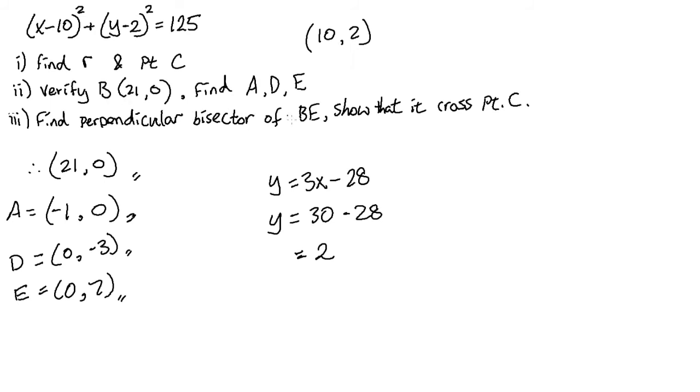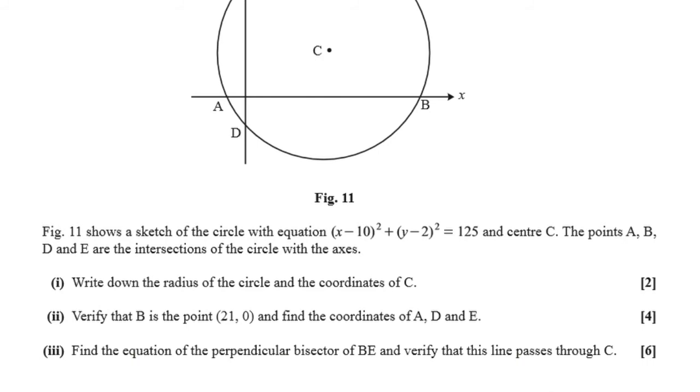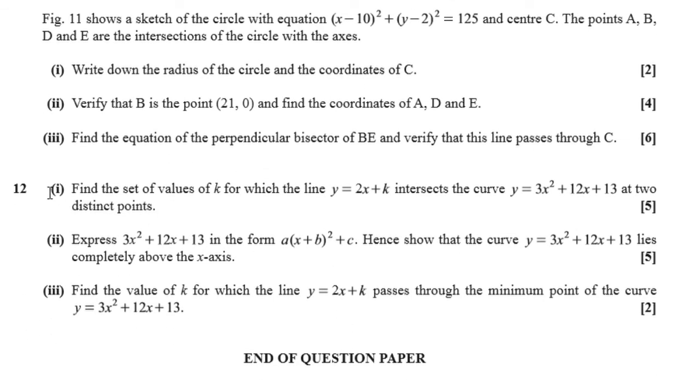and therefore point C lies on the perpendicular bisector of DE. And finally, the last question of the paper comes, question 12. Part 1: find the set of values of k for which the line y equals 2x plus k intersects the curve y equals 3x squared plus 12x plus 13 at two distinct points.